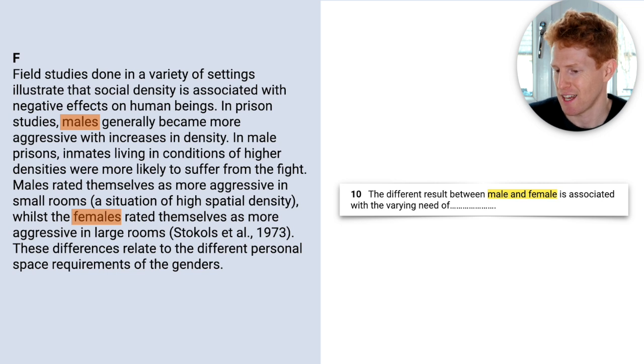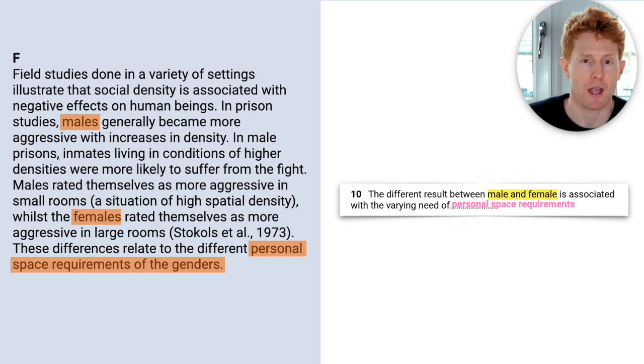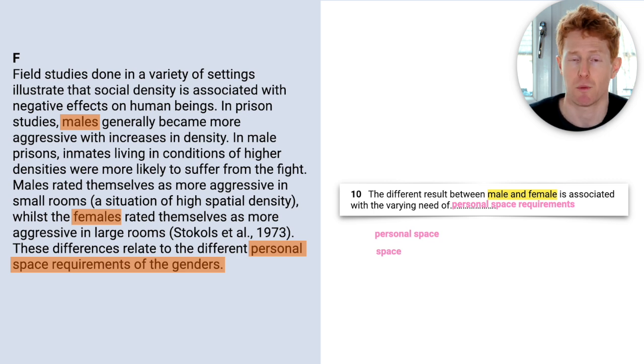The answer is here at the very bottom. Personal space requirements of the gender. So the answer is personal space requirements. Is that okay? Yes, it's 3 words. However, you could also put personal space or even just space, and you would still get the correct answer.